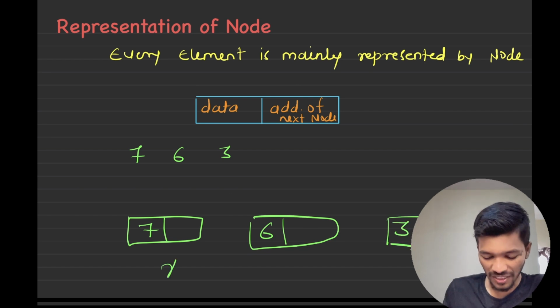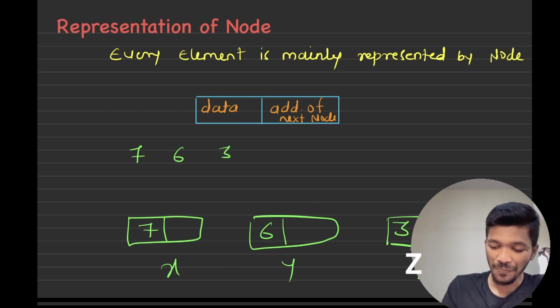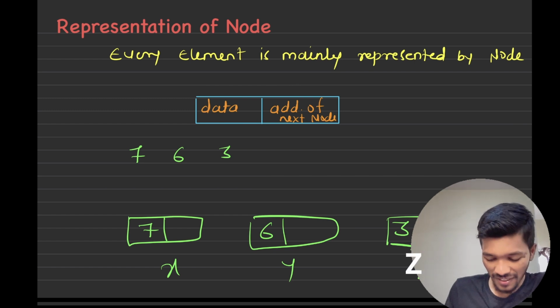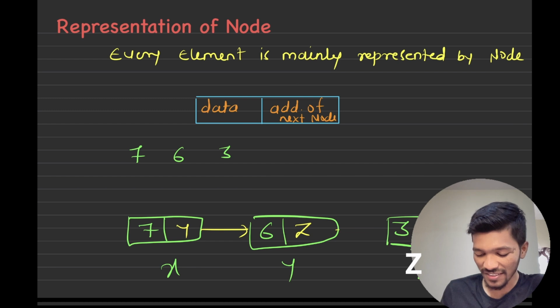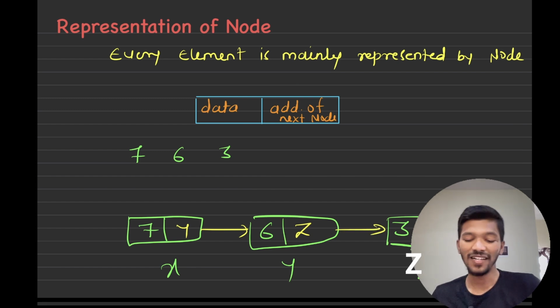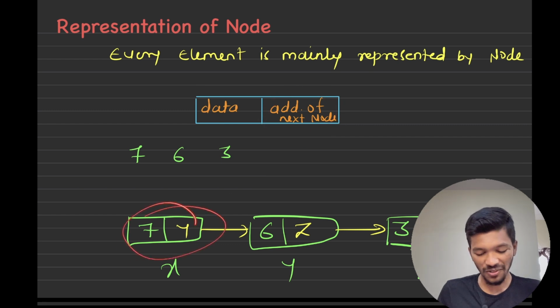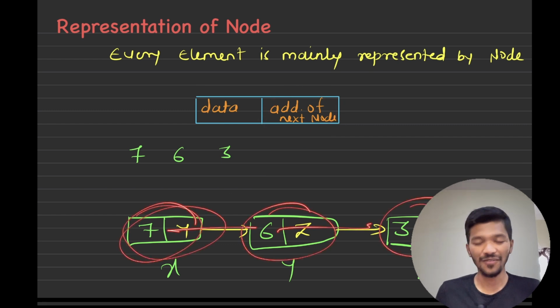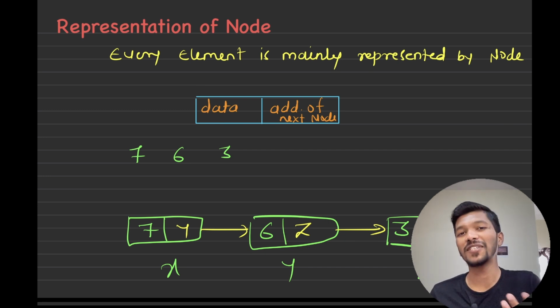Now let's suppose x, y, z are the addresses of every node. So the node 7 will contain the address of the next node, that is y, so it will be pointing to its next node. Node 6 will contain the address of the next node, that is z, and it will be pointing to the next node. Now I hope you got the meaning of the address of the next node: every node stores the address of its next node, and this is how a node in the linked list is represented.